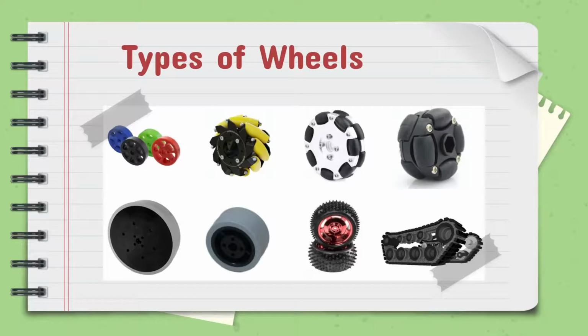All right, and these are the types of wheels we use in FTC. Coming from upper left to the lower right, we have compliant wheels, Mecanum wheels, Omni wheels, a smaller version of an Omni wheel, stealth wheel, smaller stealth wheel, monster wheels, and tank treads.